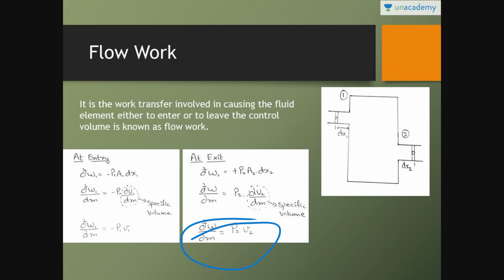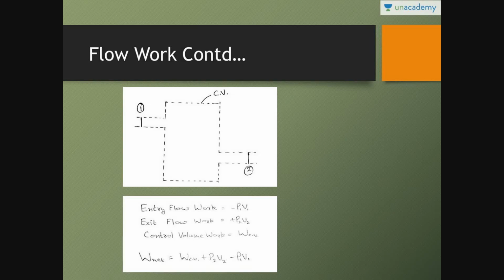And there is one more kind of work, which is the control volume work. See here, three kinds of work are there. This is the entry flow work. The moment the fluid element enters this control volume, it is entry flow work, minus P1 V1. The moment this fluid element leaves the control volume, it is exit flow work, plus P2 V2. And the amount of time this fluid element is inside the control volume, it will do some work, which is the control volume work. So entry flow work is minus P1 V1, exit flow work is plus P2 V2, and control volume work is WCV.